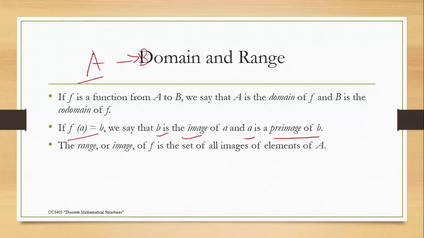Now what is the difference between codomain and range? If we have a function f from set A to B, then A is the domain of the function and B is the codomain of the function. But it is not mandatory that all elements of set B are images of some element from set A. So in the range, we include only those elements which are the image of some element from set A.